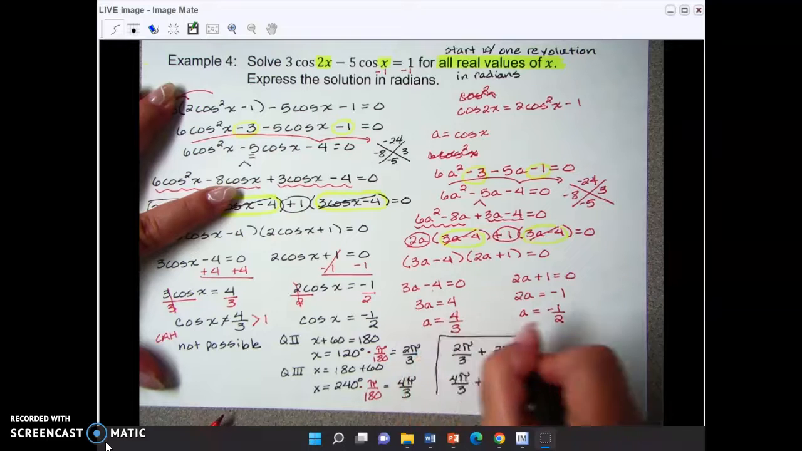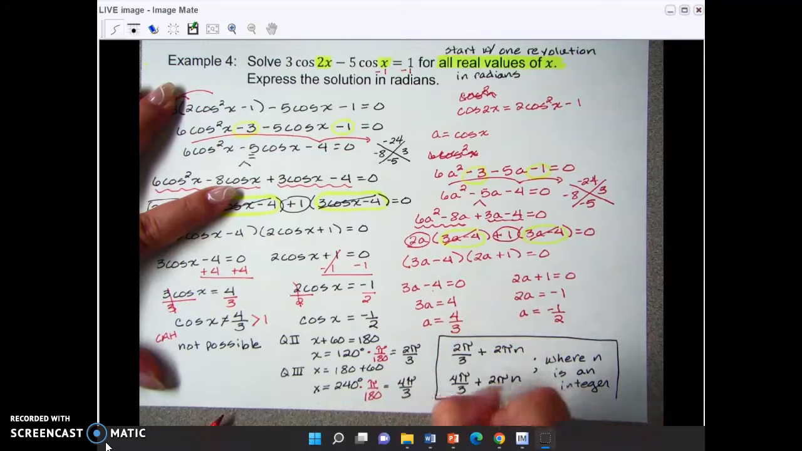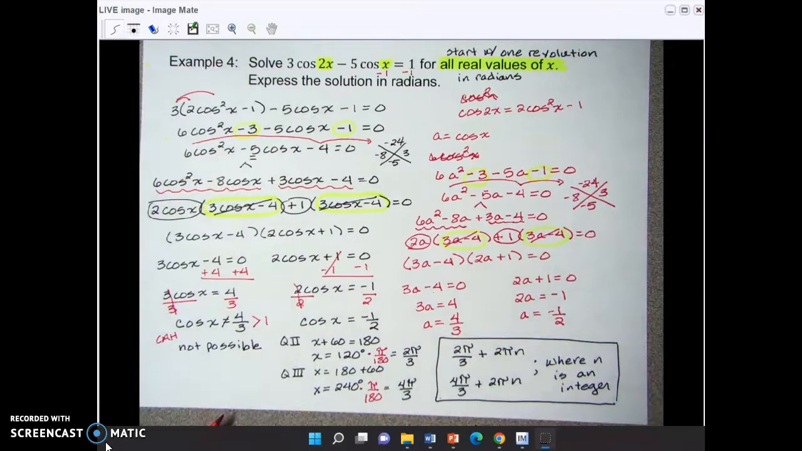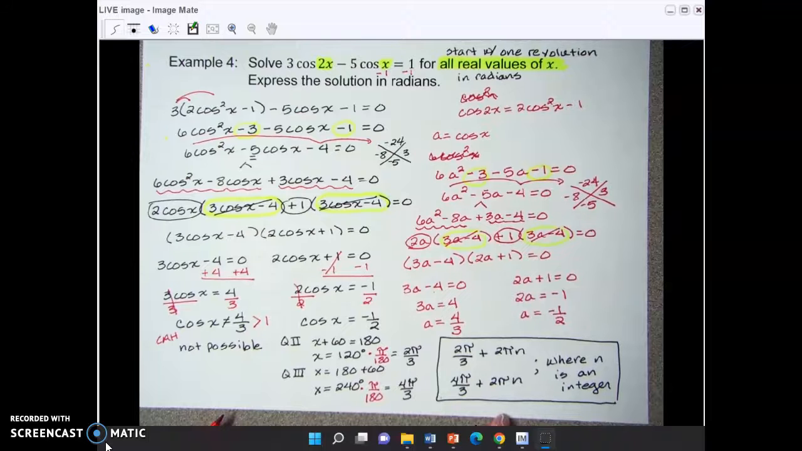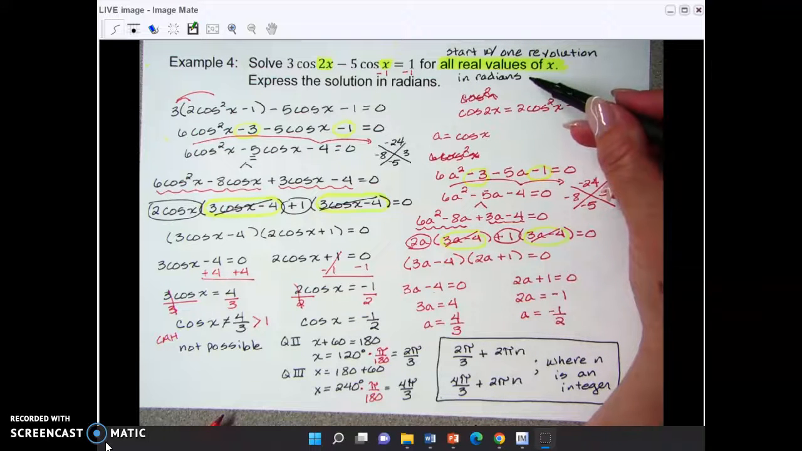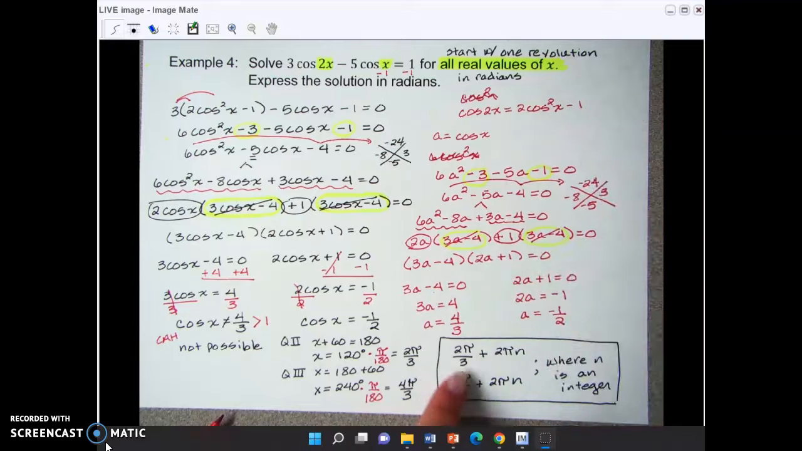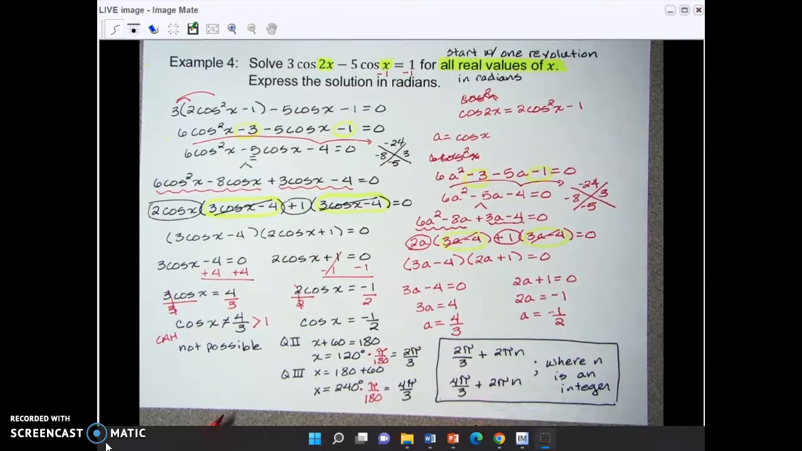So that's the big difference between principal values, meaning that it can only be in 2 quadrants, one revolution, where it could be in 4 quadrants, and then all real numbers where I can keep spinning around and spinning around. So again, you're starting in 1 revolution, putting that answer in radians, and then you're going to add 2 pi n, where n is an integer, to get those all real number values in there.